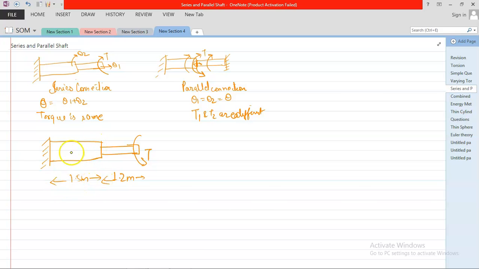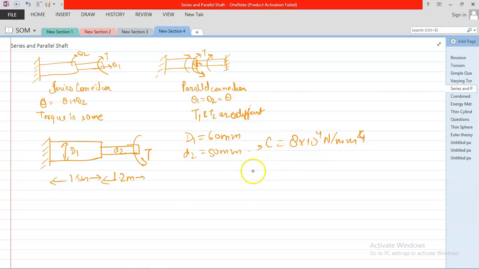So this diameter is 60. Suppose I am writing D1 and here writing diameter D2. So D1 is 60 mm and D2 is 50 mm. Now also modulus of rigidity is given 8 into 10 raised to the power 4 Newton per mm square.